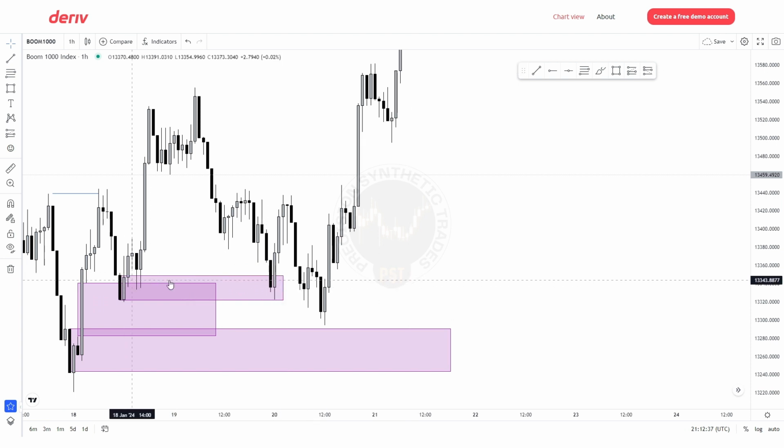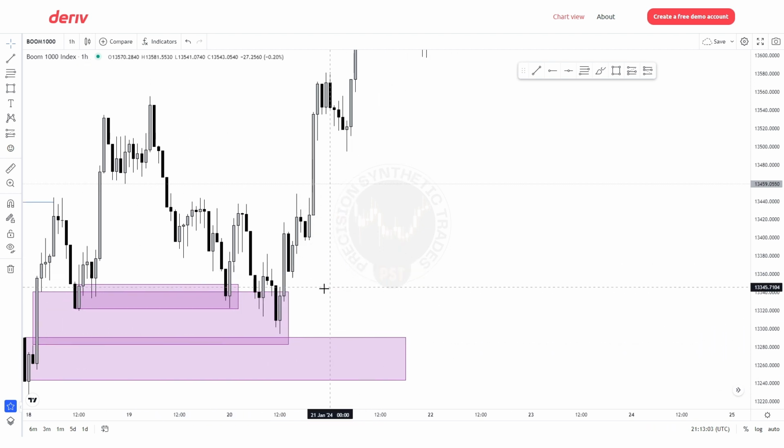Okay, we had price react from this one. What did price do? There's a market structure shift, but price immediately closed after breaking this high. Same with this one, it closed, so that's why we always leave the move to see what's happening. Price is still in this fair value gap and never touched our order block.